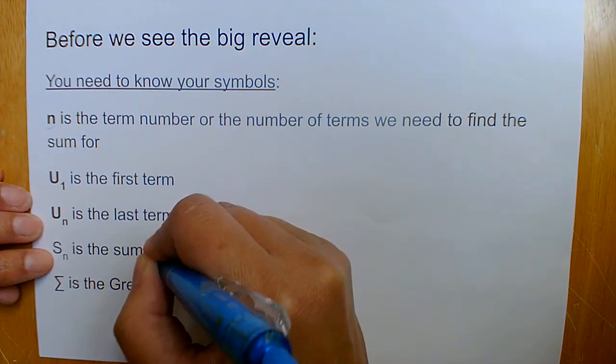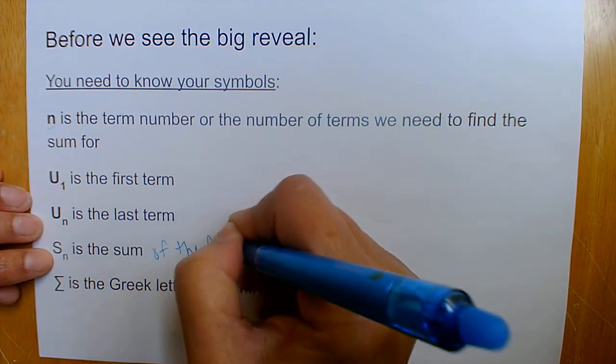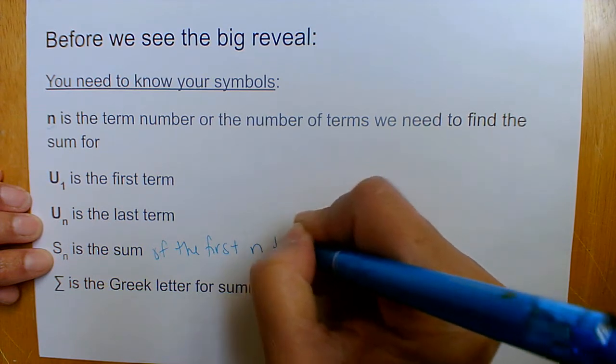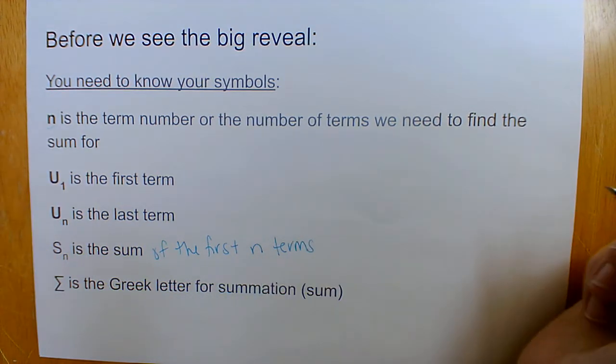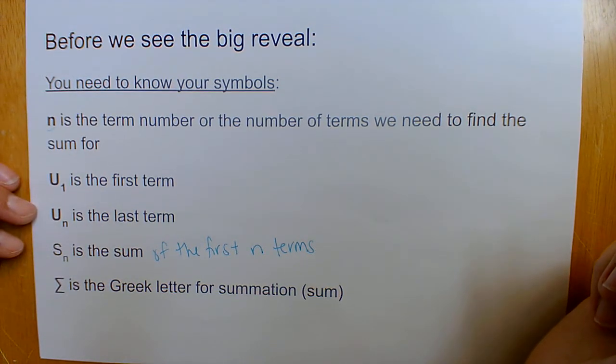Let's write that down. The sum of the first N terms. So if we had 10 terms, it would be the sum of the first 10. If we had 8 terms, it would be the sum of the first 8. If we had 15 terms, it would be the sum of the first 15. 40 terms, sum of the first 40 terms.